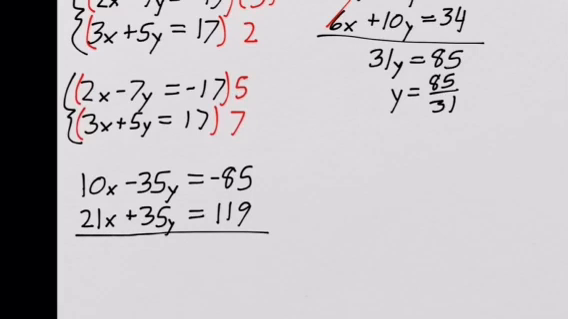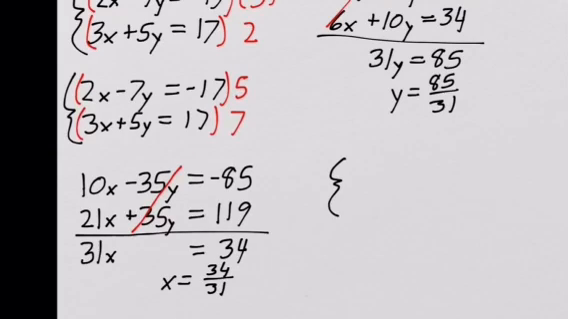I can add these equations together. And of course, plus 35y minus 35y cancels out, so I'm left with 31x is equal to 34. Divide both sides by 31, and I get x equals 34 over 31. So my solution set here is the ordered pair 34 over 31, 85 over 31.